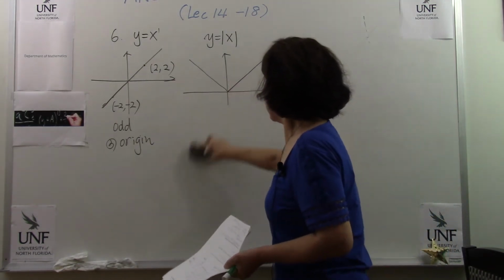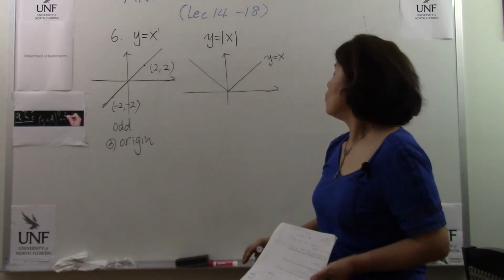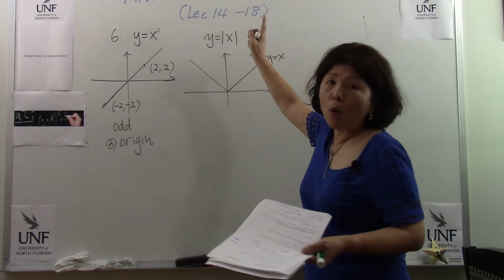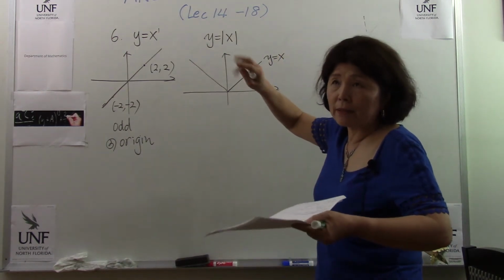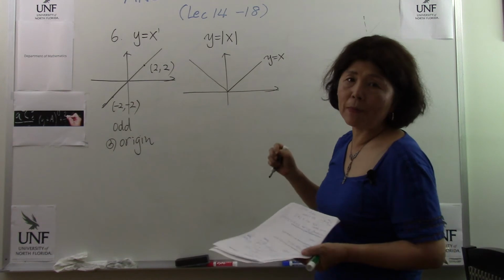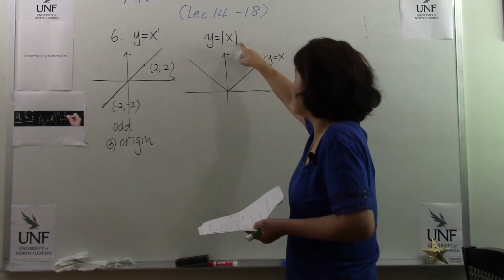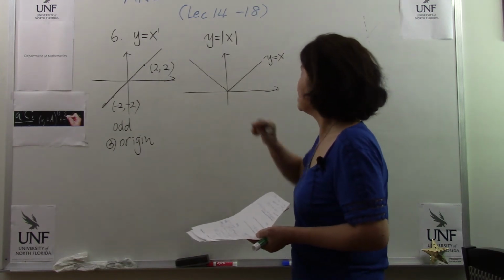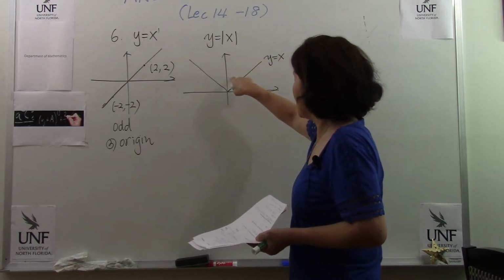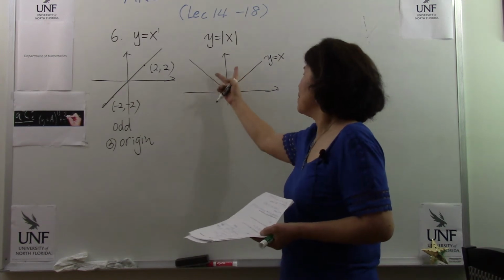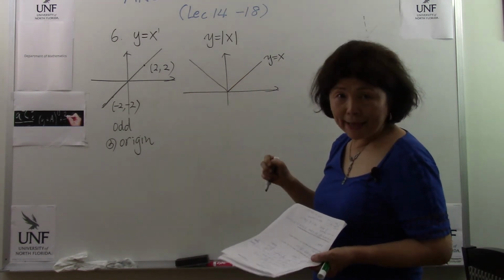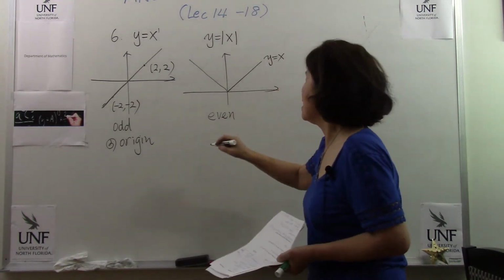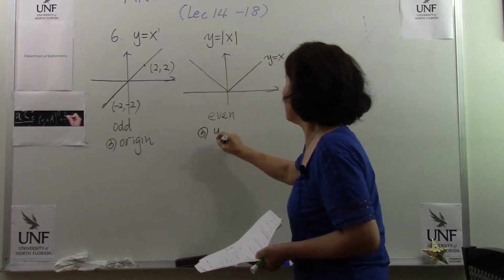Well, what kind of function is this? When you have an absolute value sign, this x has a power 1, but that is not relevant to talk about at the same time because of the absolute value sign. It changes the characteristic of the function. So what you have to look at over here is that the graph is symmetric about the y-axis. That makes this function even.